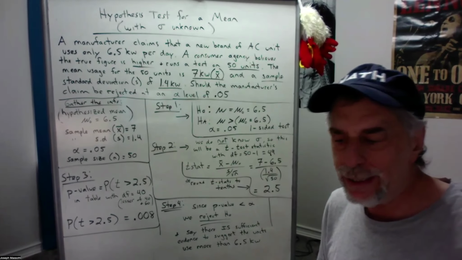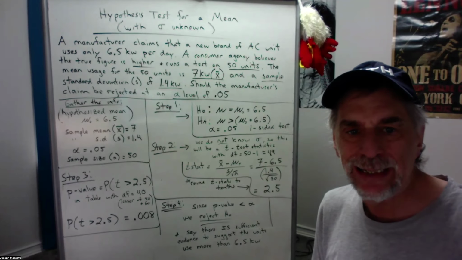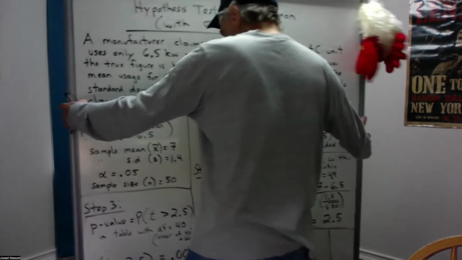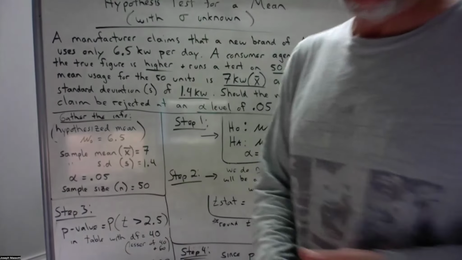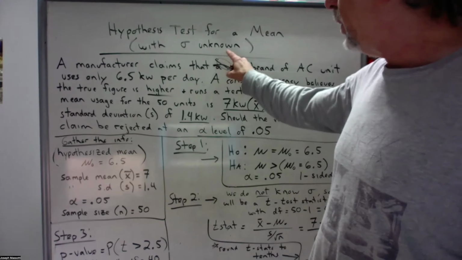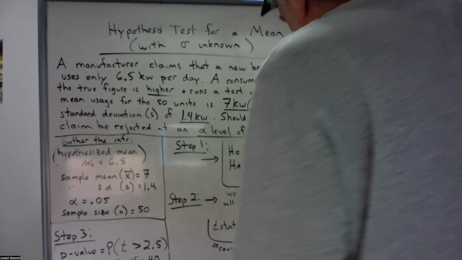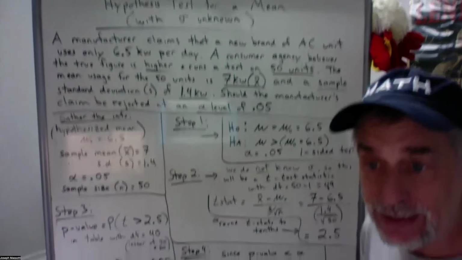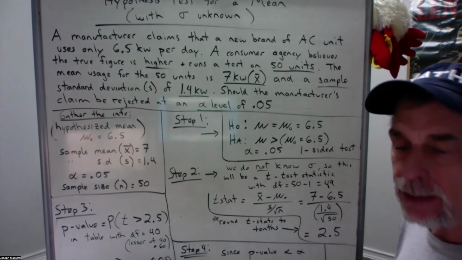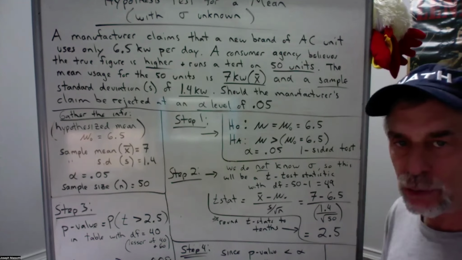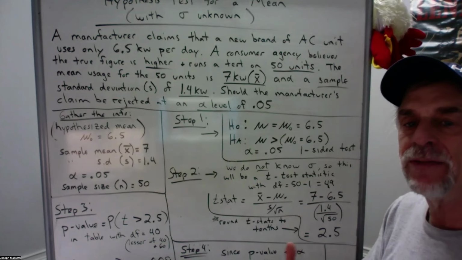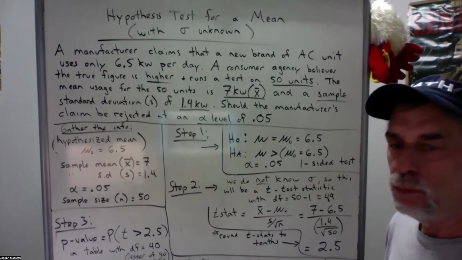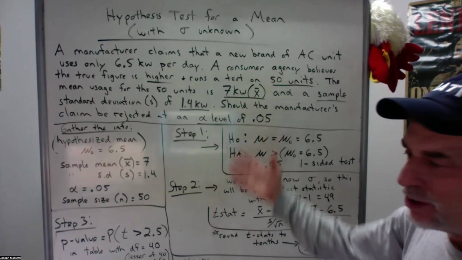Okay, last video we did a hypothesis test for means when sigma was known. So now we want to cover the case of a hypothesis test for a mean with sigma unknown. So it's the same four steps. The only difference is we're going to use a t-test statistic instead of a z-test statistic, and we're using the t-distribution to find the p-value instead of the standard normal distribution. Otherwise, same four steps. So, whatever, don't let the words confuse you.